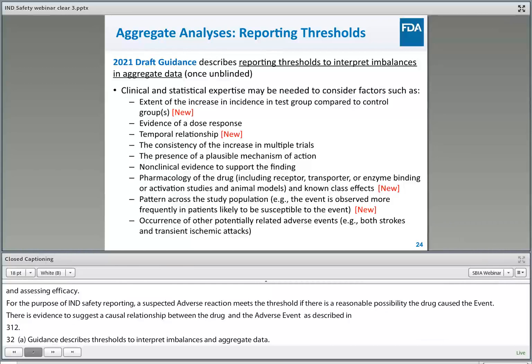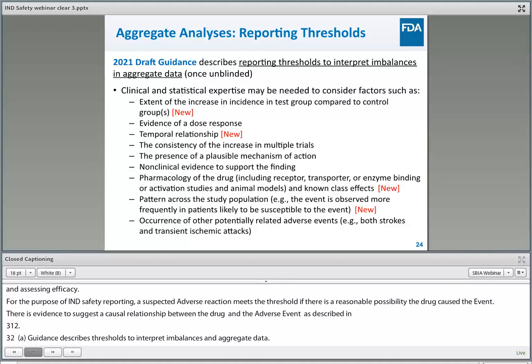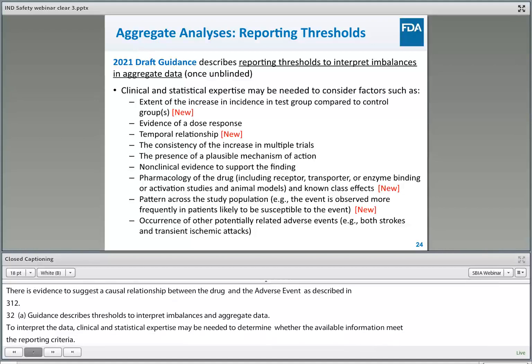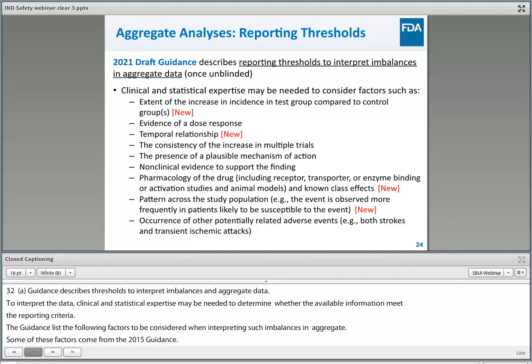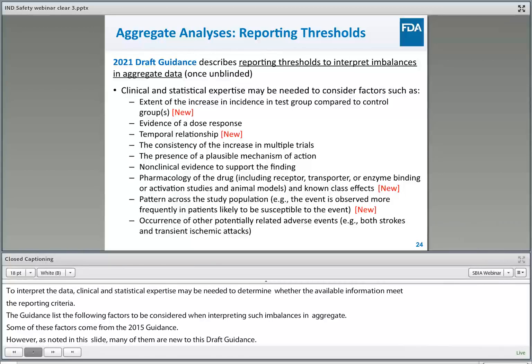The guidance lists the following factors to be considered when interpreting such imbalances in the aggregate. Some of these factors come from the 2015 guidance. However, as noted in this slide, many of them are new to this draft guidance. Please note that these are not new concepts for assessing causality. Rather, these concepts have been newly described in this guidance.